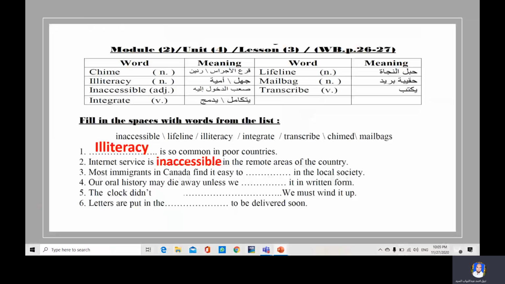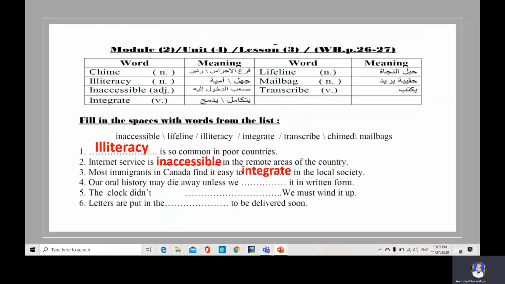Number 3, most immigrants in Canada find it easy to blank in the local society. To, you need a verb. Most immigrants in Canada find it easy to integrate in the local society. So people who migrate from their country to live in Canada find it easy to integrate, or combine themselves, or adapt in the local society.